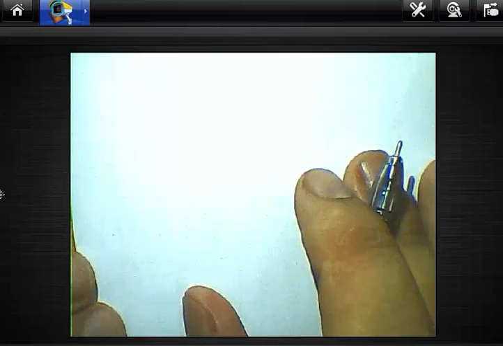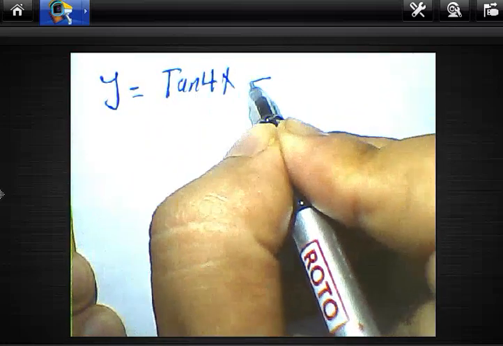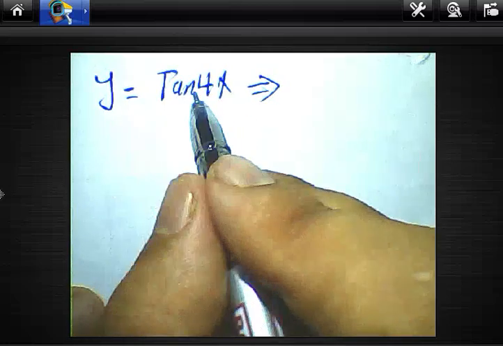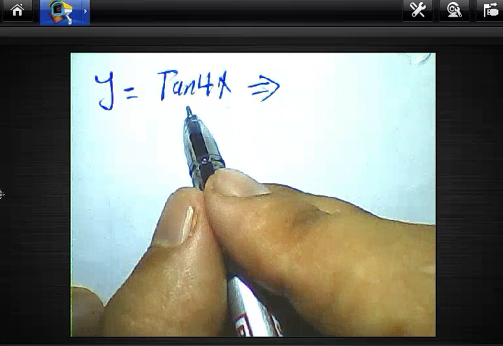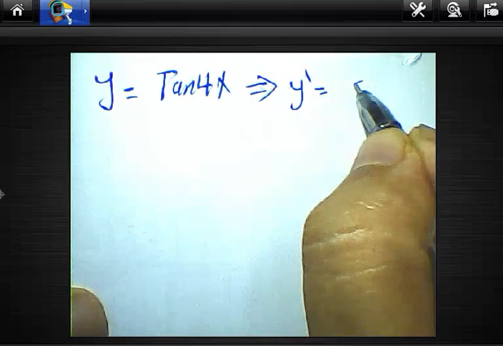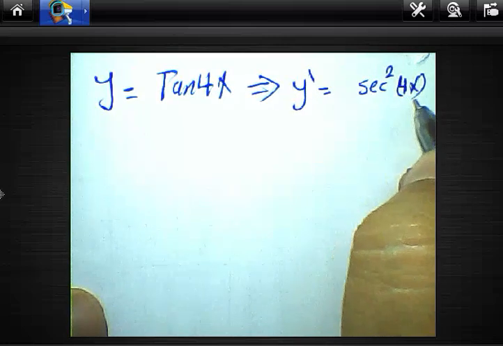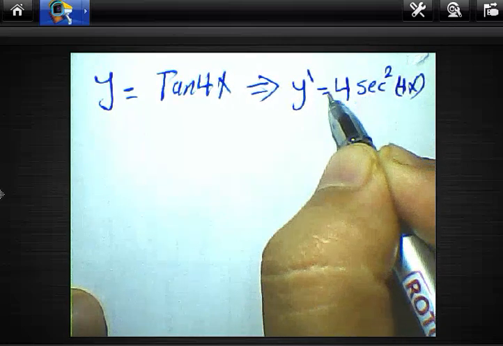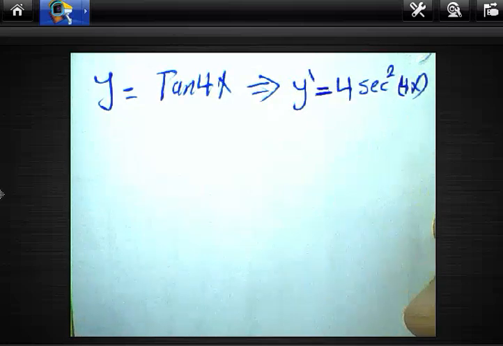Another example, y equal tan 4x. It's okay. Look here. We must find the derivative of tan, which will be sec squared. We know the derivative of tan will be sec squared. Then you must write y dash equal sec squared and write the angle here, and then find the derivative of 4x, which will be 4 here. Then y dash equal 4 multiply sec squared 4x.